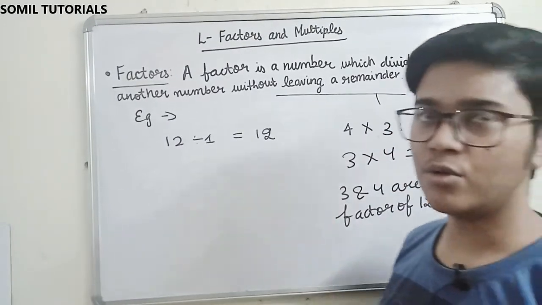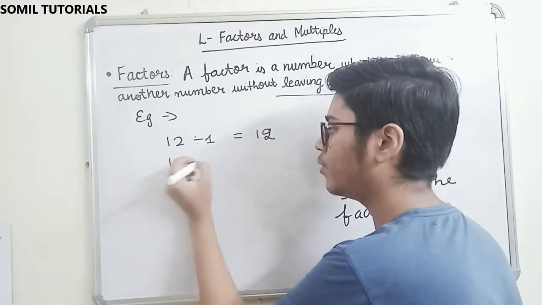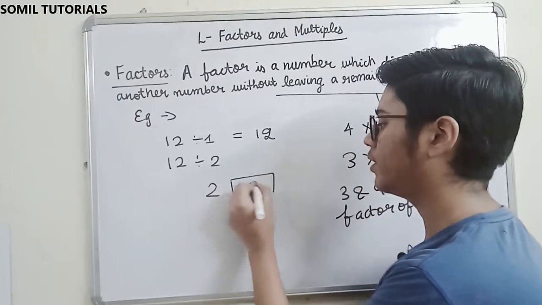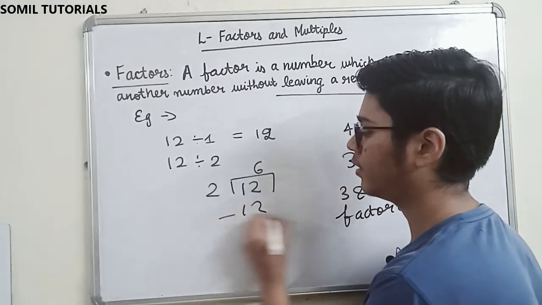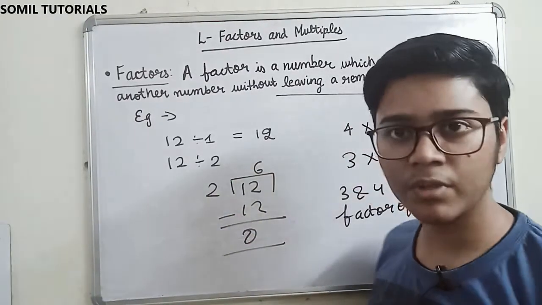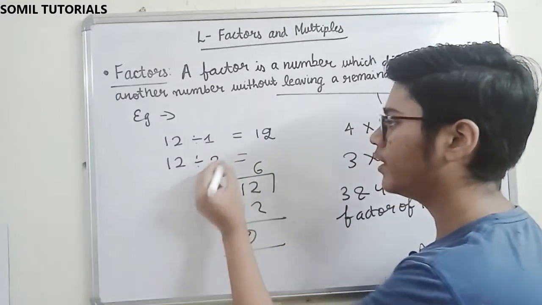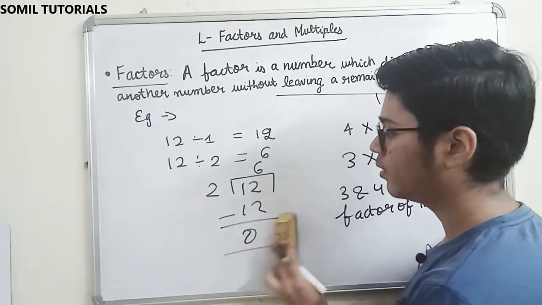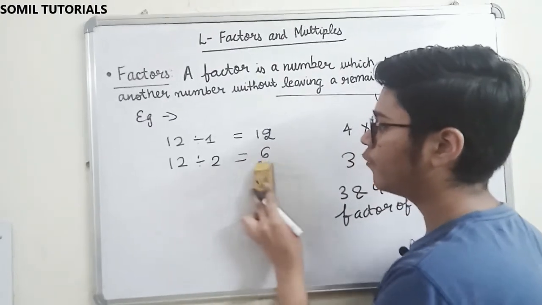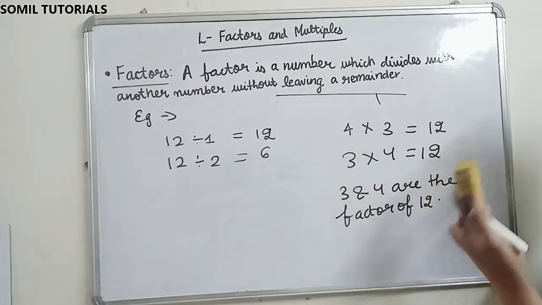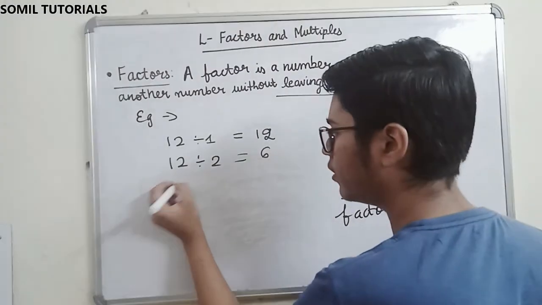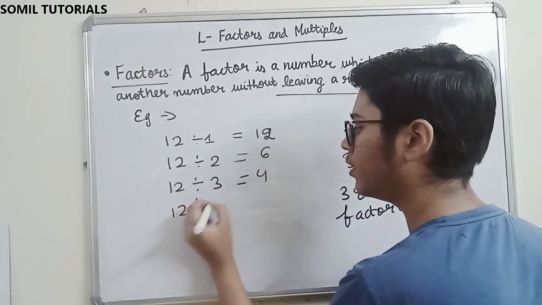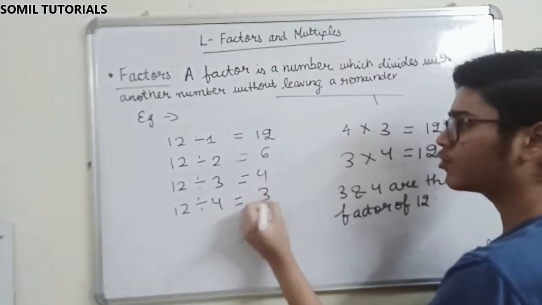Second, let us divide by 2. 12 divided by 2. I know that 2 sixes are 12. Here the remainder again comes out to be 0. So 1 is a factor of 12. 2 is also a factor of 12. For numbers 3 and 4 we had already written. Let us write again here. 12 divided by 3, quotient is 4. 12 divided by 4, I am getting quotient 3.